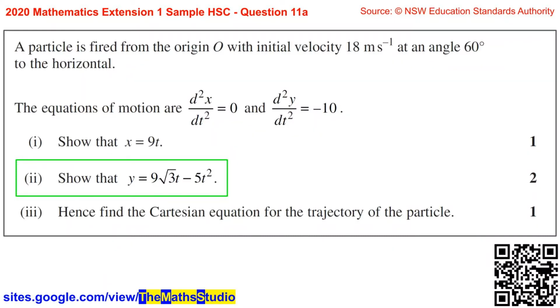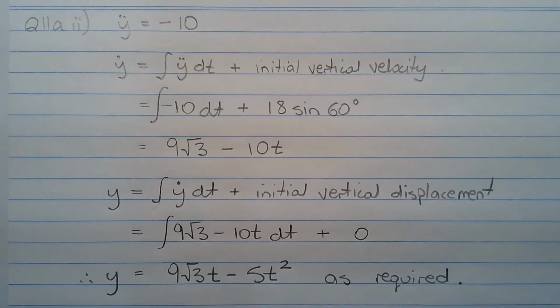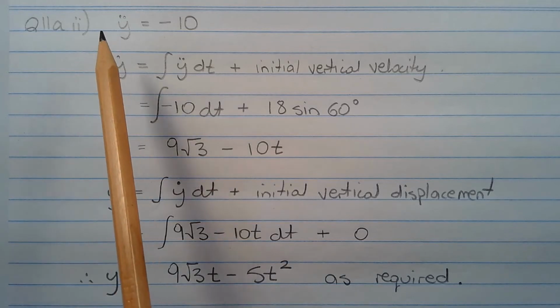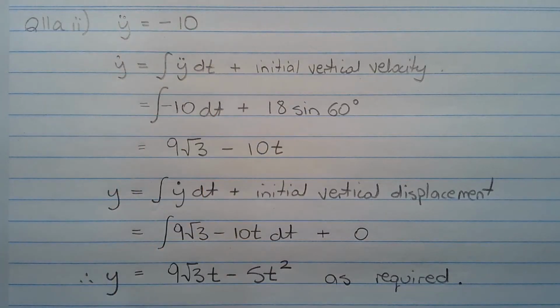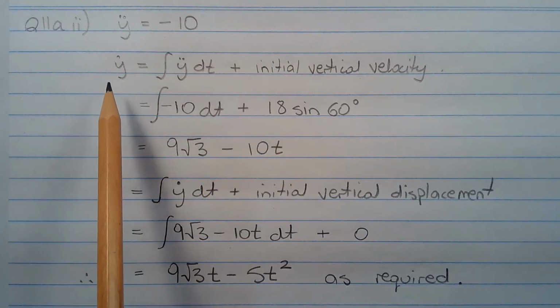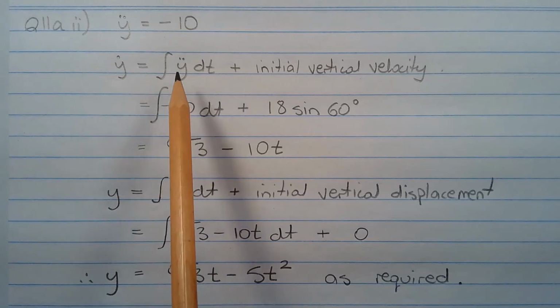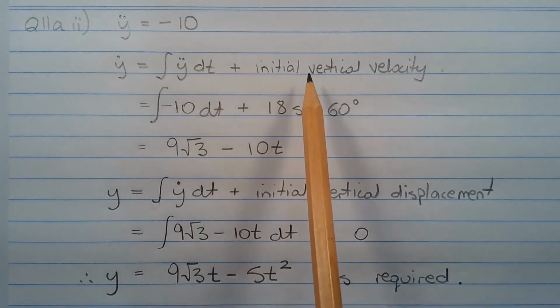Part 2. Show that y equals 9 times the square root of 3 t minus 5t squared. It is given that the vertical acceleration with respect to time, d squared y dt squared, or y double dot, is equal to negative 10. Now the vertical velocity with respect to time is equal to the integral of the acceleration with respect to time plus the initial vertical velocity.